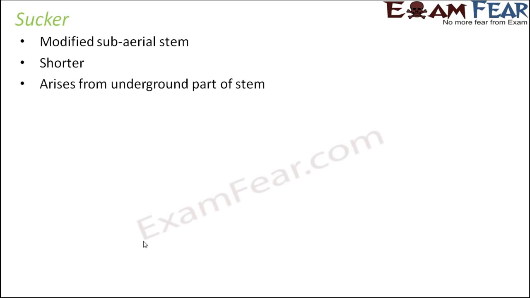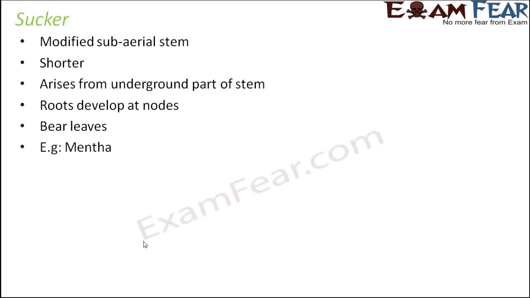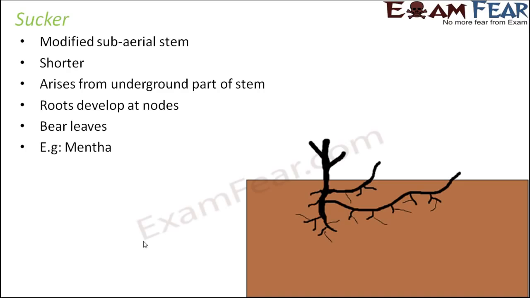Let us look at the sucker now. Sucker is again a modified subaerial stem. They are shorter, however stouter than runner. So they are not as long as a runner, but they are shorter but stouter. They arise from underground part of stem. So even here roots develop at their nodes. They also bear leaves. Example is mentha.